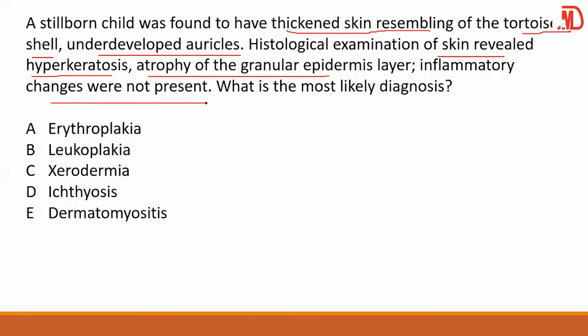What it means here is that there's a disorder. So this is actually a disorder that is characterized by dry, thickened, scaly skin resembling that of a tortoise shell. And this is known as ichthyosis. That is the medical term for a dry, thick, scaly skin. So your answer here is what? Is D. All right.